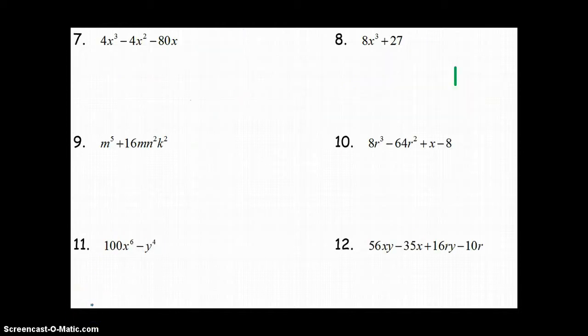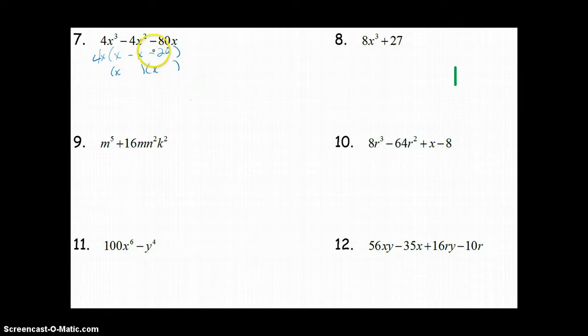Our first step on any problem is factoring out the greatest common factor, and in this case we can factor out a 4 and an x. Now that we've factored it out, we have two options. If the coefficient here is 1, we don't necessarily have to use the AC method. You can use your guess and check method that you've used before.